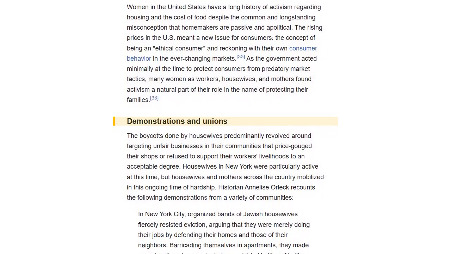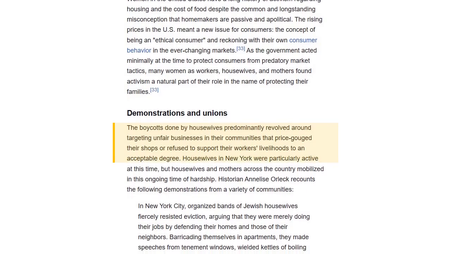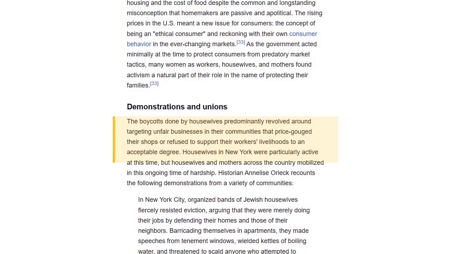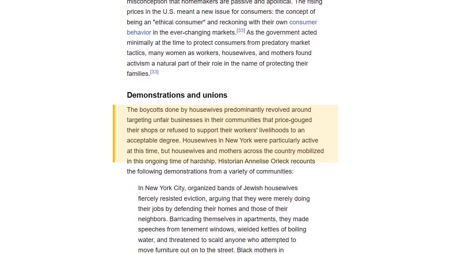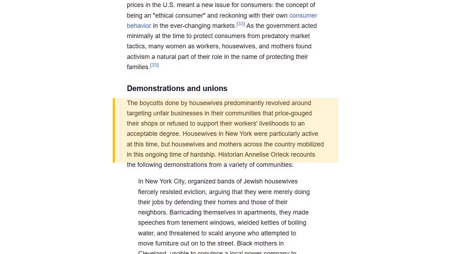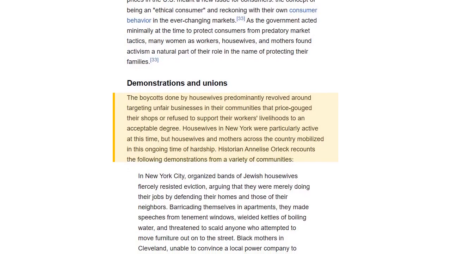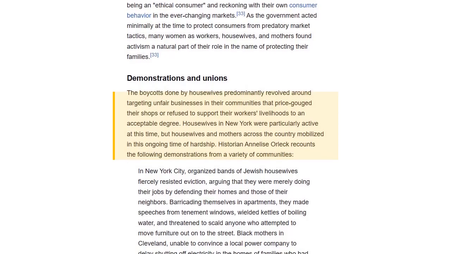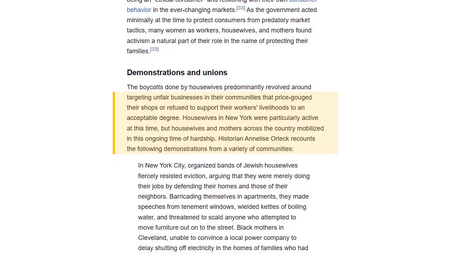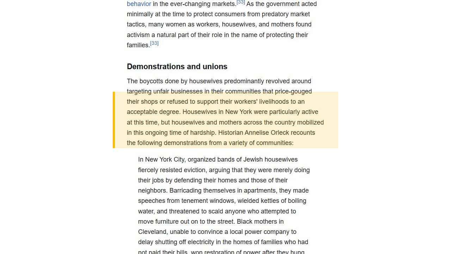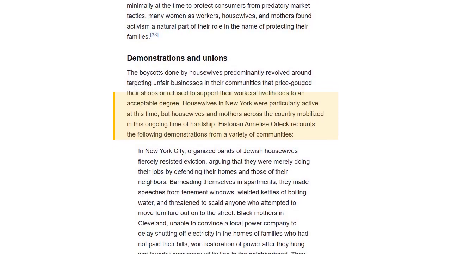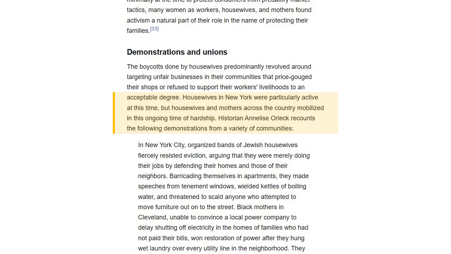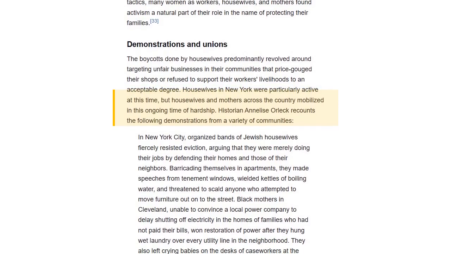Demonstrations and unions. The boycotts done by housewives predominantly revolved around targeting unfair businesses in their communities that price gouged their shops or refused to support their workers' livelihoods to an acceptable degree. Housewives in New York were particularly active at this time, but housewives and mothers across the country mobilized in this ongoing time of hardship. Historian Annalise Orleck recounts the following demonstrations from a variety of communities.